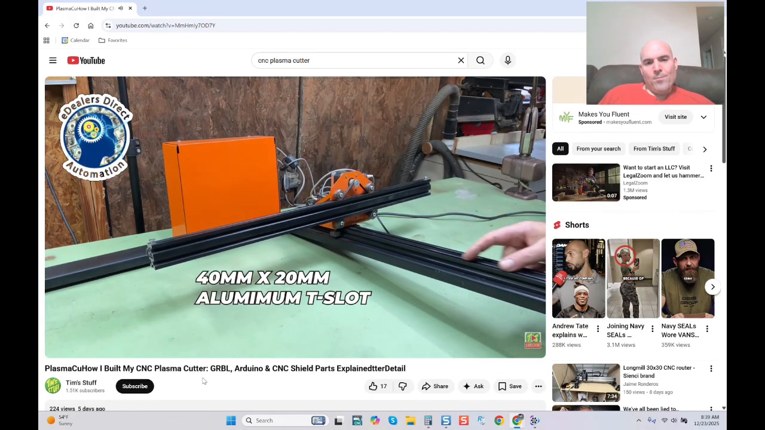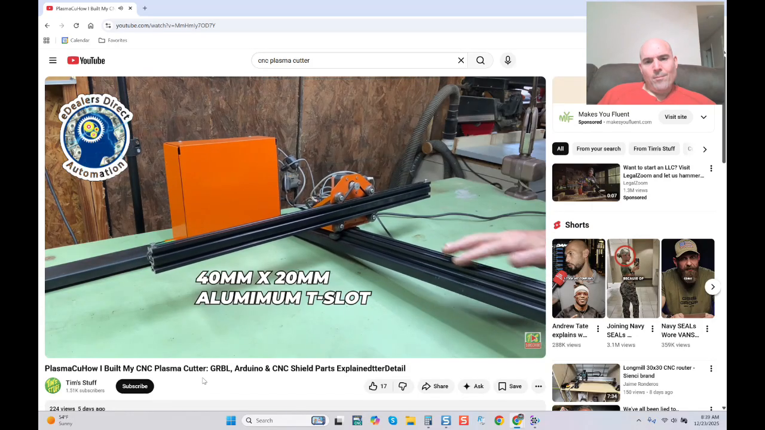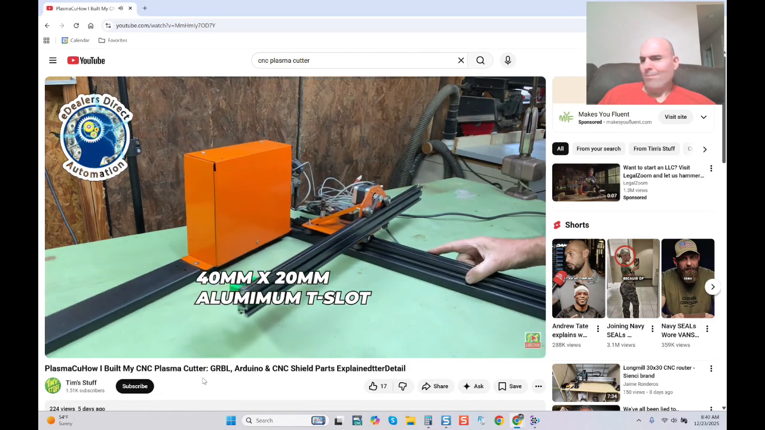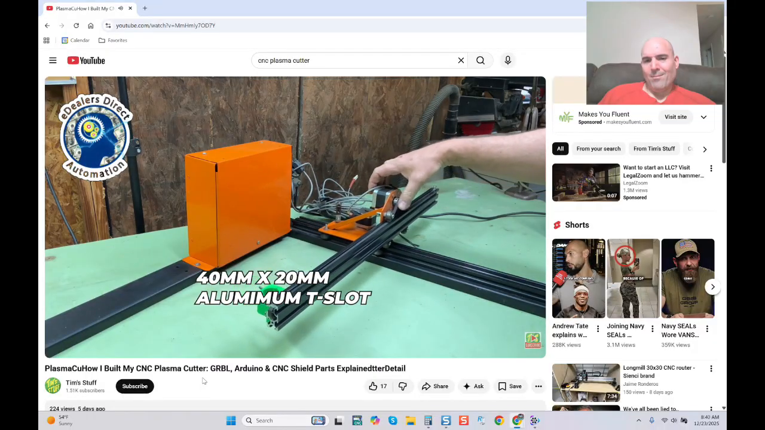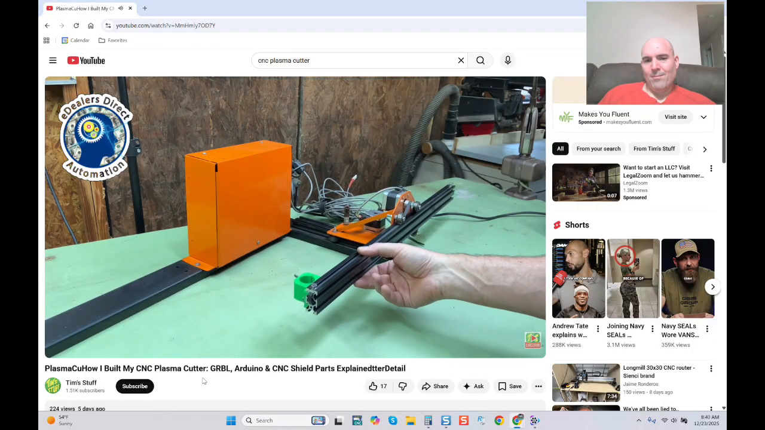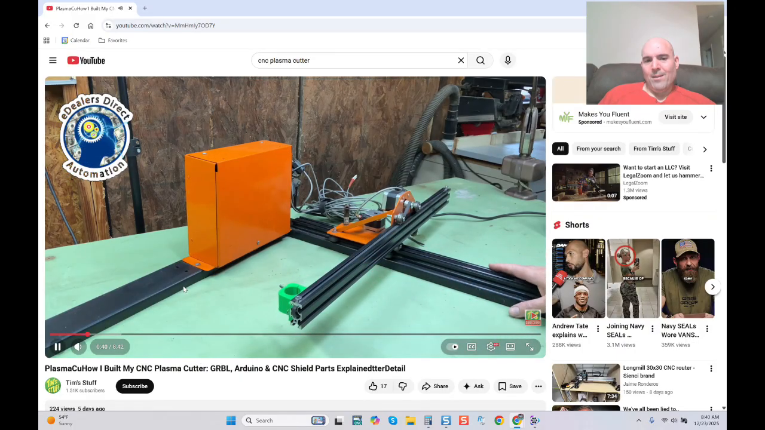40 by 20 extruded aluminum that the base mounts to, and it mounts this metal frame to stiffen it. And a carriage sits on top of that, and I've got a carriage that runs across, and then the arm actually runs back and forth, which is another piece of 20 by 40.